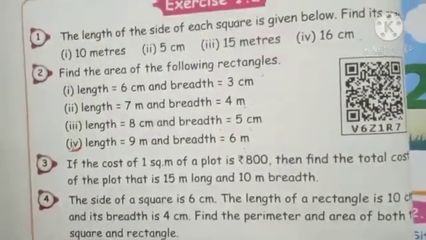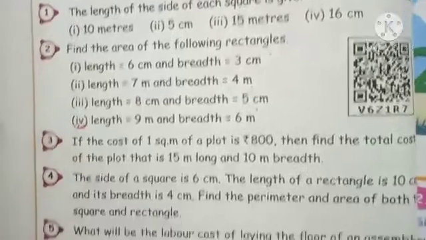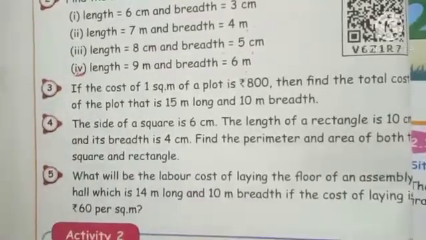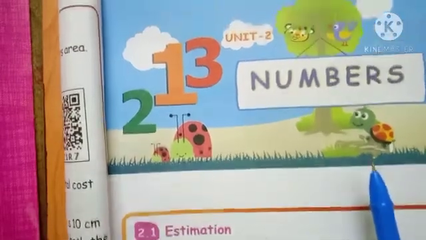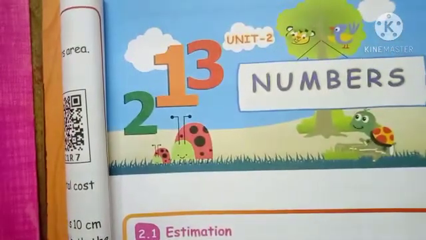Exercise 1.2, the word problems are completed now: the third sum, fourth sum and fifth sum. Shall I move on now? Unit 2, Numbers. Unit 2 Numbers is given here for estimation.